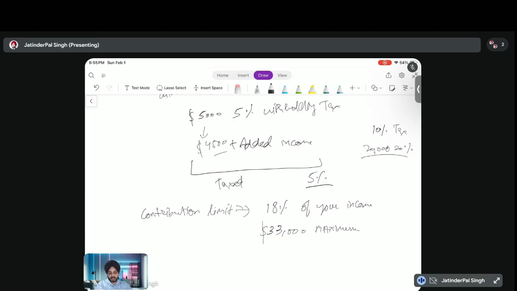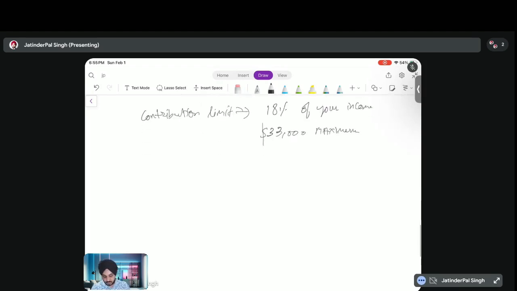If you have a high income, let's say $250,000 or $300,000, and 18% of $300,000 is more than $33,000, then the maximum you can deposit is $33,000, and then you will get the tax benefit on that. That is the contribution limit.